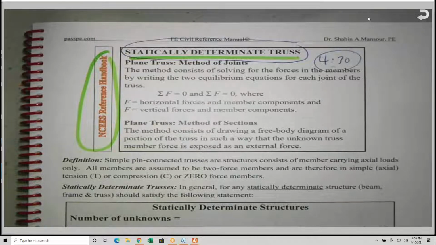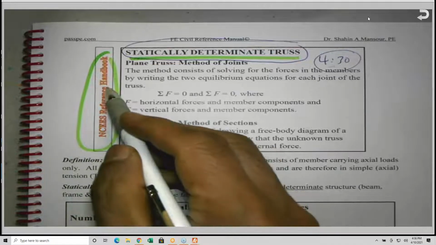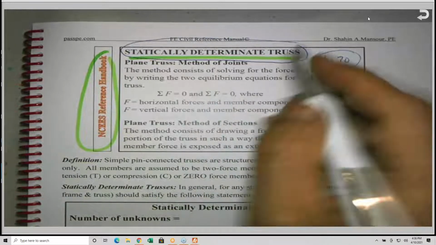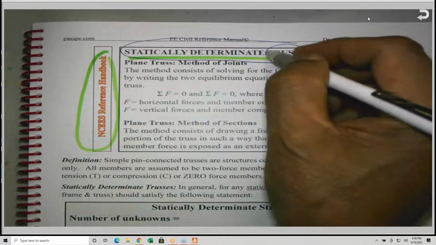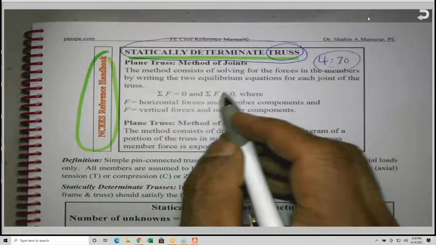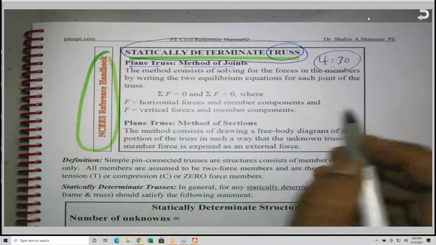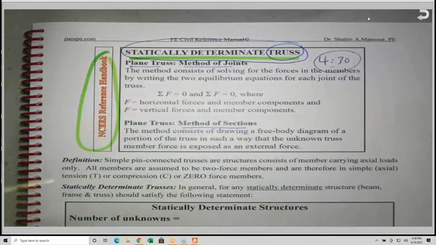So if you go to the FE reference handbook, the one I showed you last time, it's available on the NCEES website. You can download the entire book or download only those sections that you really need for the FE7, which I already went over. So: statically determinate truss and plane truss, method of joints and method of sections.